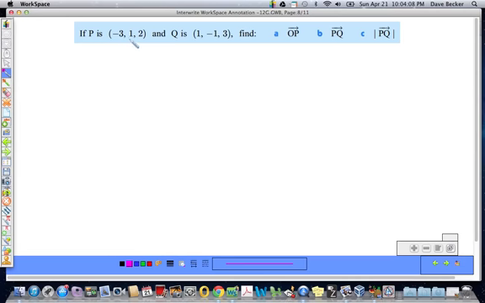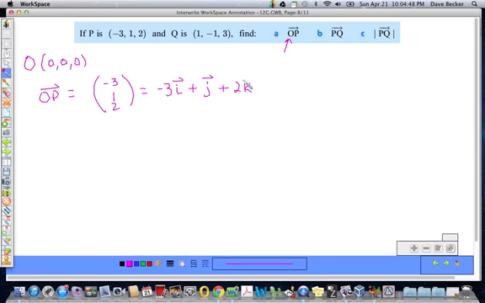If P is negative 3, 1, 2, and Q is 1, negative 1, 3, find the vector OP. Well, remember, O means the origin, and the origin has coordinates 0, 0, 0. So clearly, vector OP is going to equal negative 3 minus 0 is negative 3, 1 minus 0 is 1, 2 minus 0 is 2. That's in component form. In unit vector form, that would be negative 3i plus j. We don't write the 1, please. Plus 2k with the unit vectors i, j, and k. Okay, so that was A.